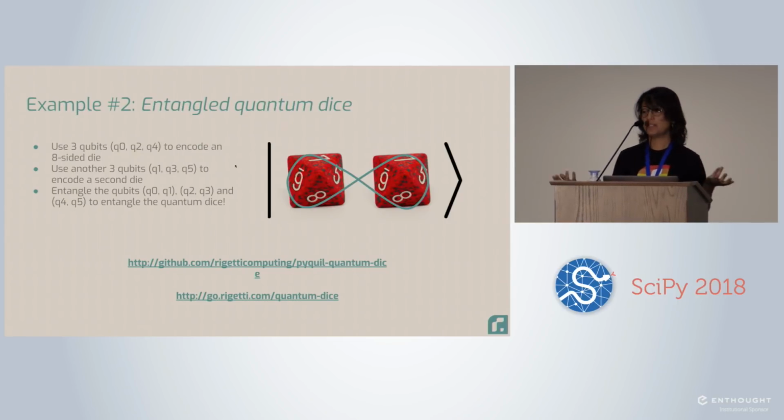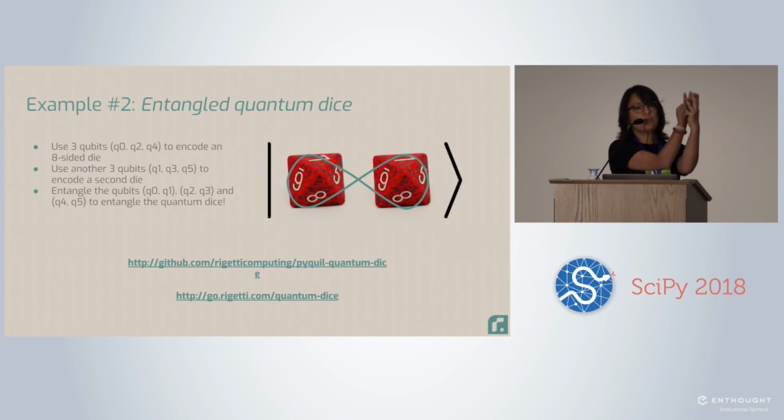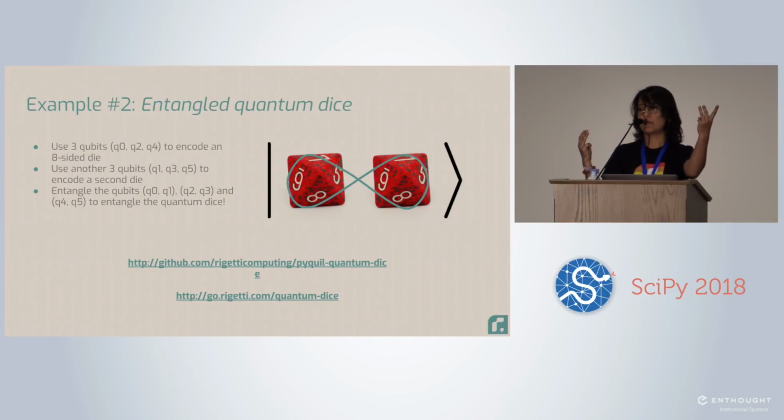And the way you create 2 entangled quantum dice is you use 3 qubits to encode one of the dice, and then 3 qubits to encode the other die, and then you entangle those 3 qubits like this. So the first qubit of the first die with the first qubit of the second die, you apply this Hadamard CNOT program, and so on and so forth. You'll see that if you randomly roll the dice, you'll always get the same answer for both of the dice.